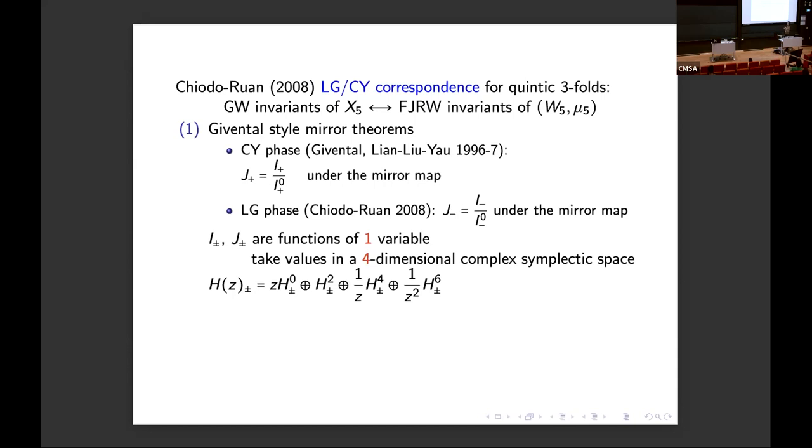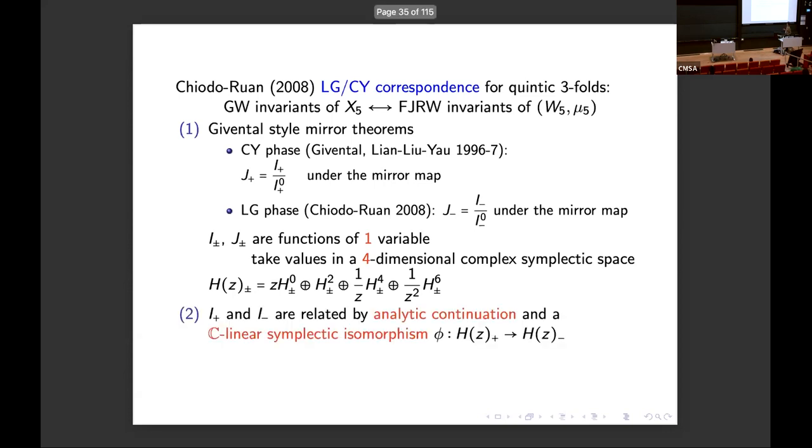There are four components, and they are solutions of the Picard-Fuchs equation satisfied by the period integral of the mirror quintic. If we look at the complex moduli of the mirror quintic, there's a maximal unipotent monodromy point which corresponds to the Calabi-Yau phase, and the orbifold point corresponds to the Landau-Ginzburg phase. So the mirror theorem relates the J function, defined in terms of Gromov-Witten invariants in the Calabi-Yau phase or FJRW invariants in the Landau-Ginzburg phase, to the period integral of the mirror quintic.